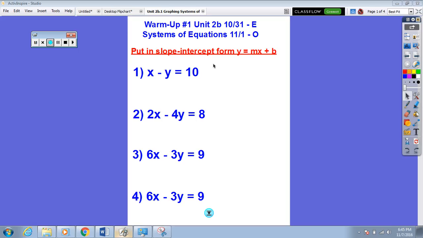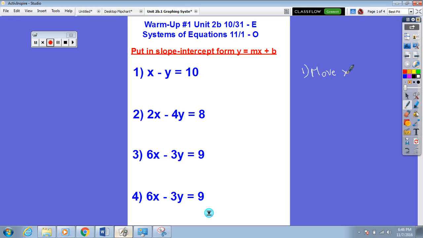Okay, on this warm-up number 1 for Unit 2B, we were asked to solve each one of these equations to put it in the form y equals mx plus b. The steps for doing this are the same every single time. The first step will be to move the x term to the other side of the equation.